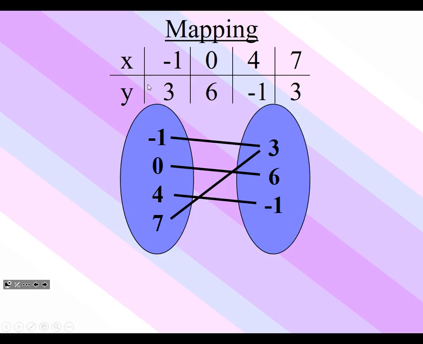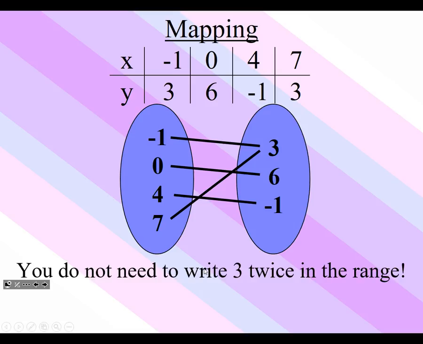And then here's our mapping. Here was our same table. So we list our x values, our y values, and if you notice, -1 and 7 both go to the same y value. We did not need to rewrite this 3 twice because they repeat. We only want to put them in there one time.